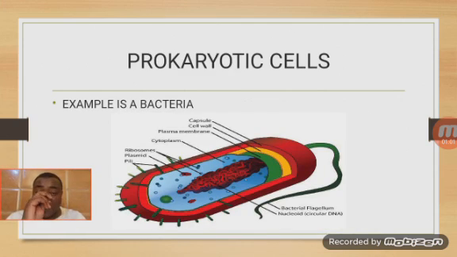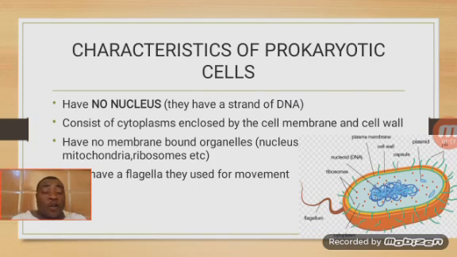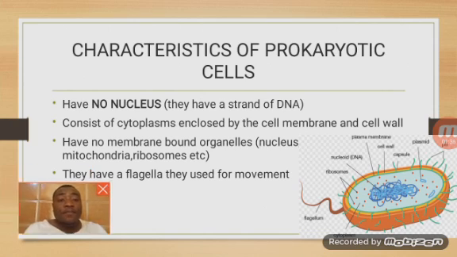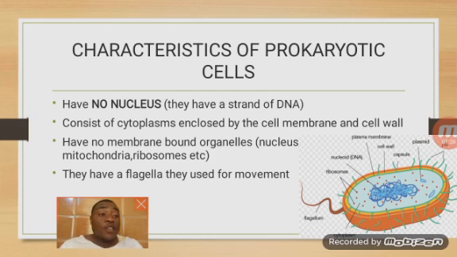Let's look at the prokaryotic cell. An example of a prokaryotic cell is a bacteria. A bacteria has a strand of DNA which is also surrounded by a membrane, and it has a flagella which it uses to swim, or you can say for movement. Prokaryotic cells have no nucleus, only a strand of DNA or RNA. They consist of the cytoplasm which is also enclosed by a cell membrane and sometimes a cell wall. They have no membrane-bound organelles, for example, no mitochondria, etc. They have a flagella which they use for movement.